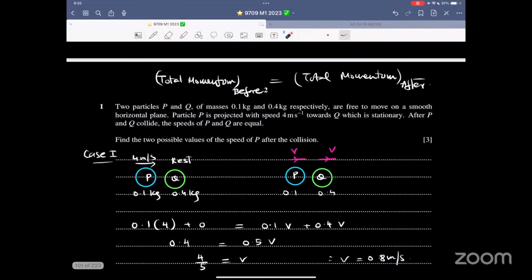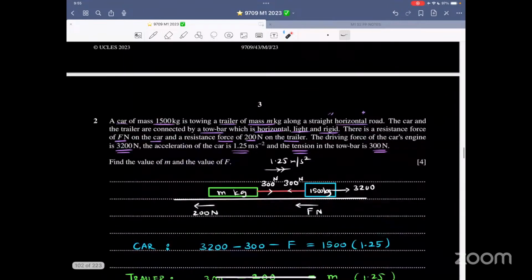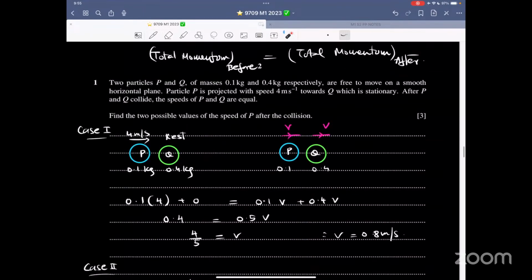Let me look at the third paper. There is also another question. Have a good look. Two particles, P and Q. Why don't you read it and let me sip some tea?